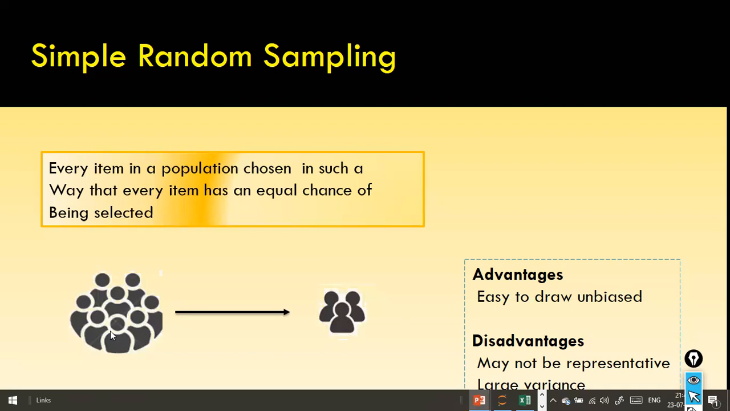But when you close your eyes and randomly select, it may not be representative. It may not cover all the segments, like in the previous example: high income group, medium income, low income group. If you close your eyes and pick, there could be chances you pick names from the high income group only. Hence, it may not be representative. There will be a huge variance, but it is very easy to draw. Hence, it is unbiased because you are closing your eyes and it has been shuffled already. To make sure everyone has an equal chance of being selected, you shuffle it, close your eyes, and randomly pick. Very easy to draw. It is unbiased.